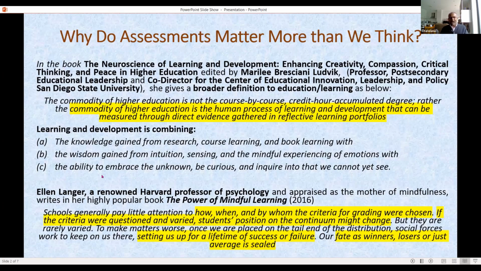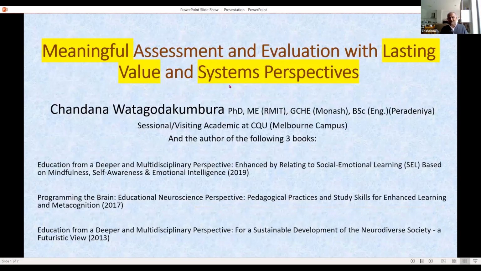So how can we, especially for B and C, get these aspects assessed in our assessment? That could be challenging. We are suggesting some in the next couple of slides. Okay, then going back to this lasting value and systems perspective.